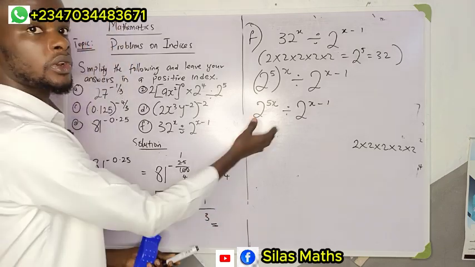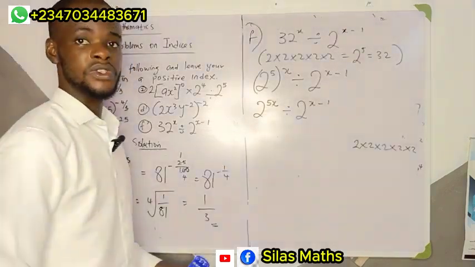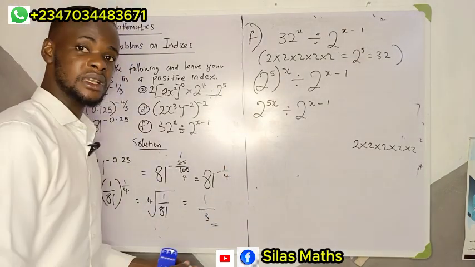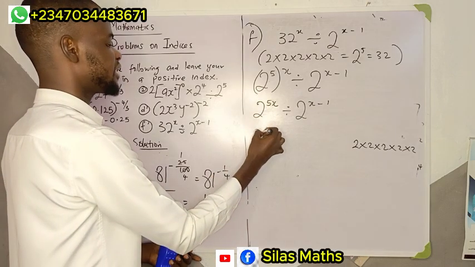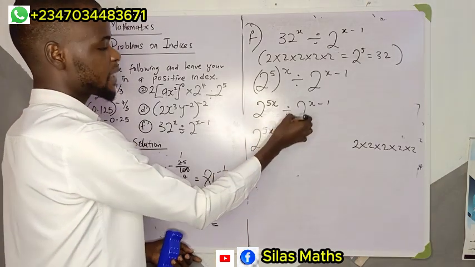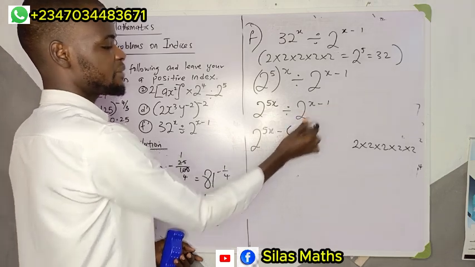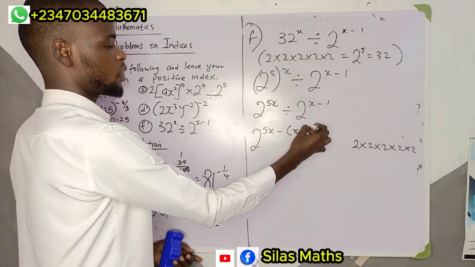Now we have our division law. The bases are the same. What do we do? We subtract their powers. So in subtracting their powers, what are we going to have? We're going to have 2 to the power of 5x minus, then you put everything here in a bracket, that will give us x minus 1.